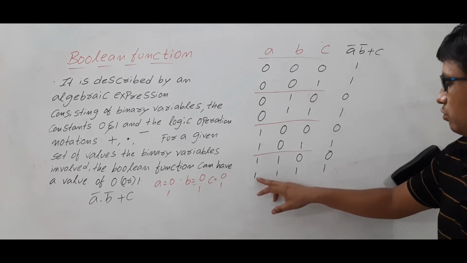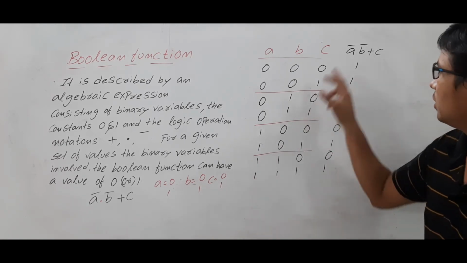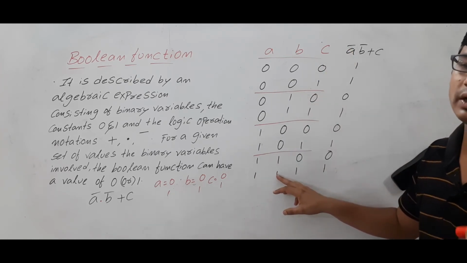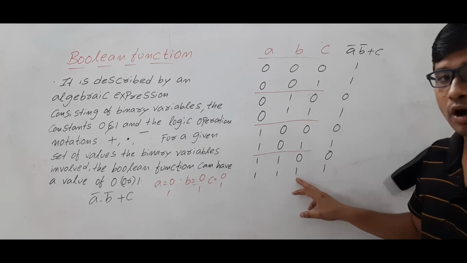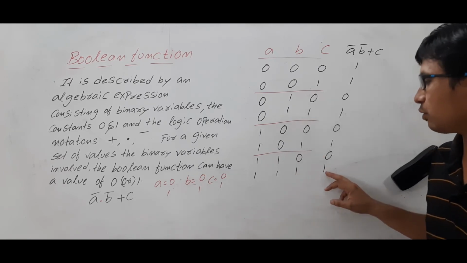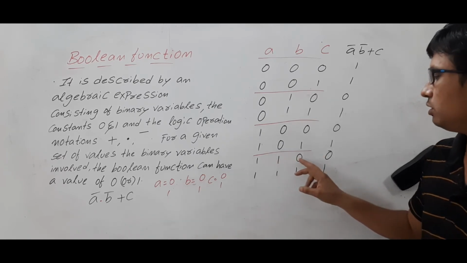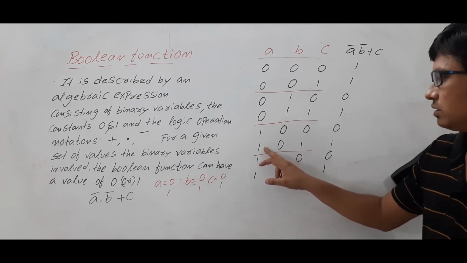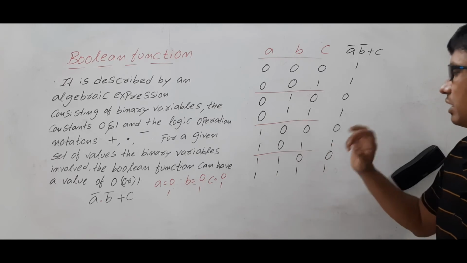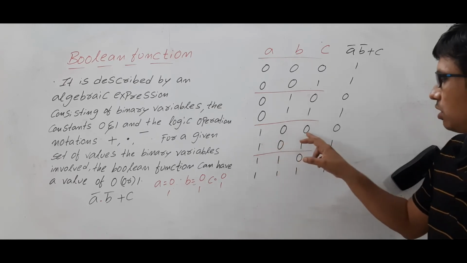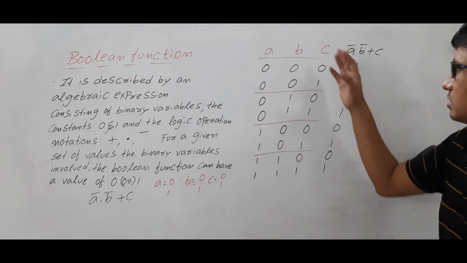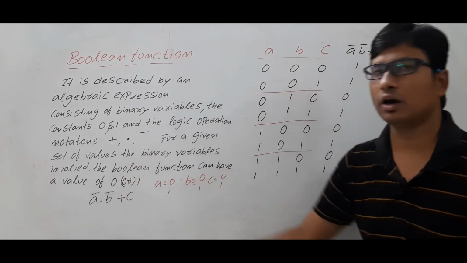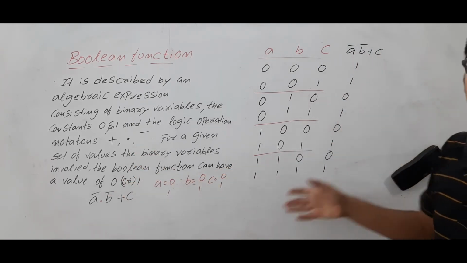How I got this one 1? This will be a complement, this will become 0, this will also become 0, 0 and 0 is 0, but you have OR with 1, 0 or 1 you will get 1. Come to this one, 0 or 0, you will get 0. This will be what? 0 or 1 you will get 1. This will be 0 or 0, you will get 0. So this is the way I have got the value as 0 or 1 for the Boolean function.